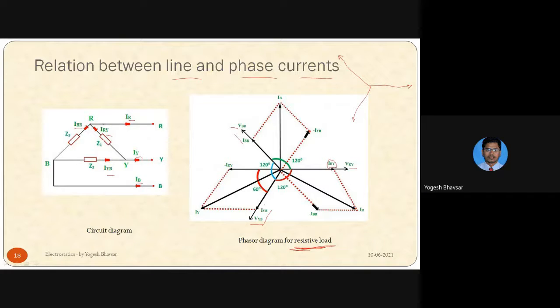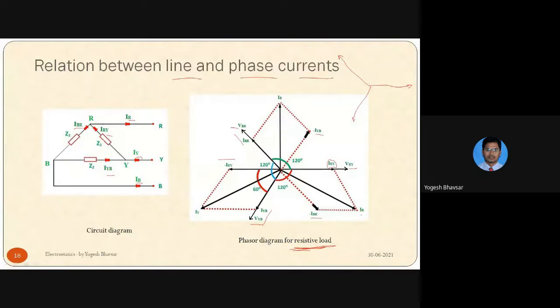Now, very simple, take the opposite of IRY, so minus IRY, minus IYB and minus IBR. So we took the opposite of these currents. Now we have a total of 6 phasors. Now we have to draw the resultant. Let us see where the resultant is.